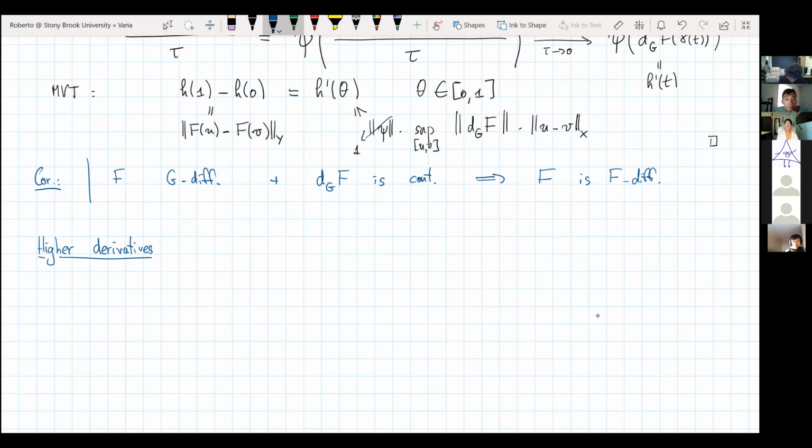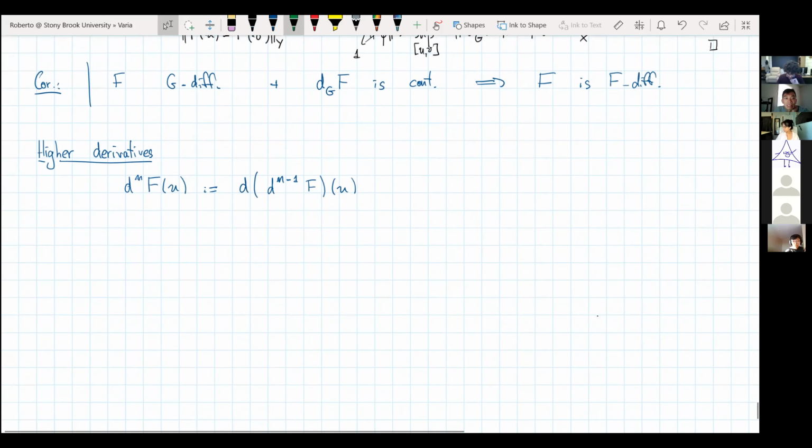So the way you define higher derivatives is the thing you expect. You take the derivative of the differential. So the way you define the nth derivative of f at u is just the differential of the (n minus 1)th differential at u.